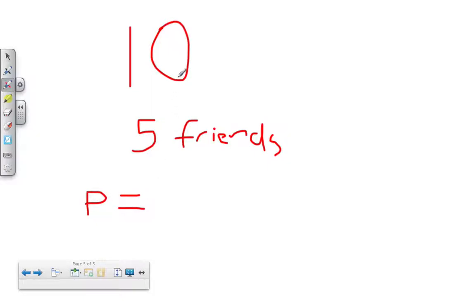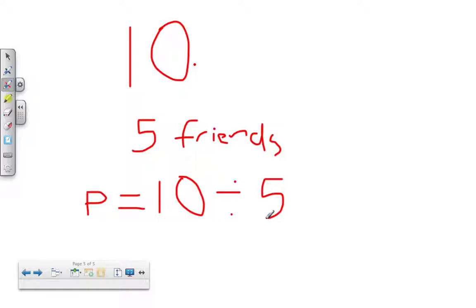What else do we know? We know I have 10 pies, so let's put that 10 there. And I'm sharing them with 5 friends. So what kind of math is that? Sharing evenly with some friends. Come on, you know this. It's division. So the amount of pies everybody gets is equal to the 10 pies divided by the 5 friends.